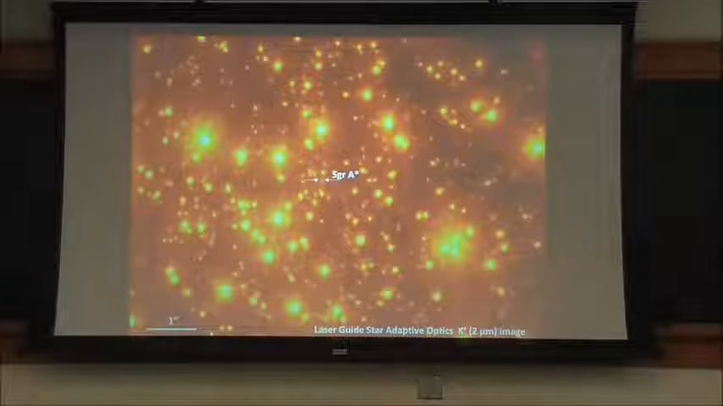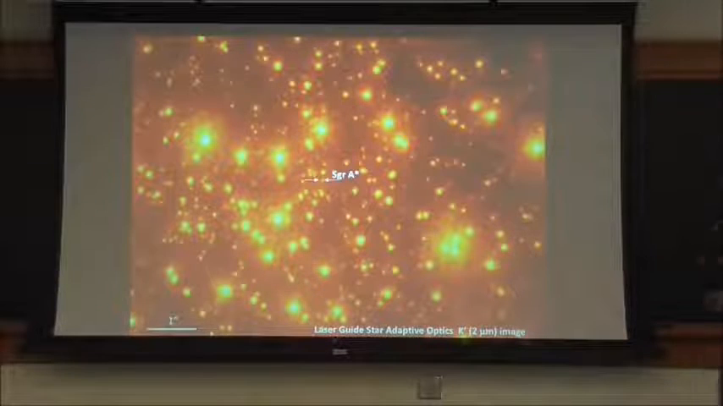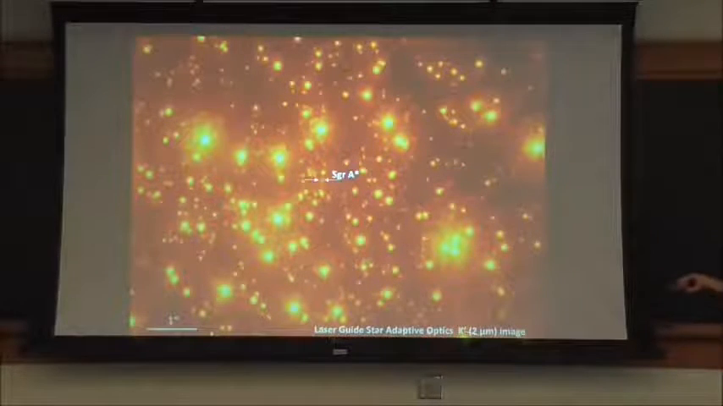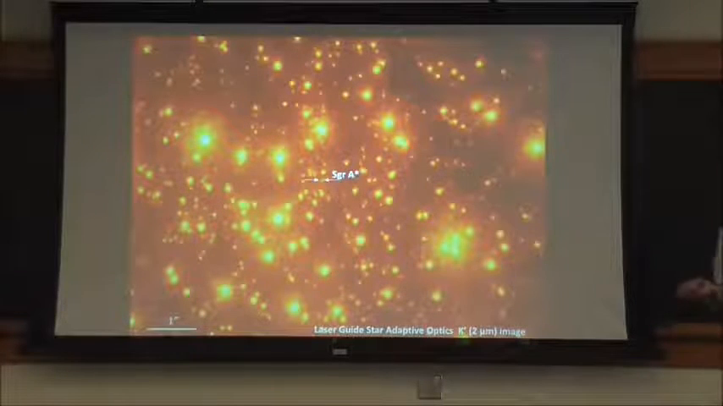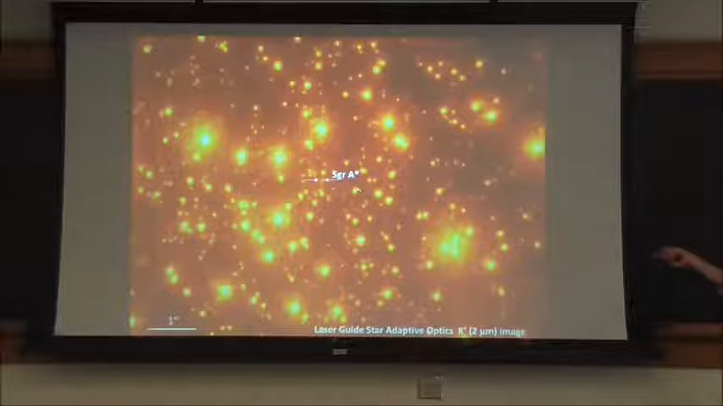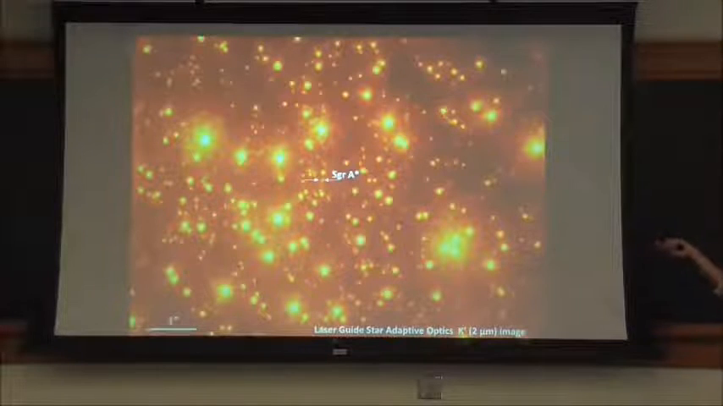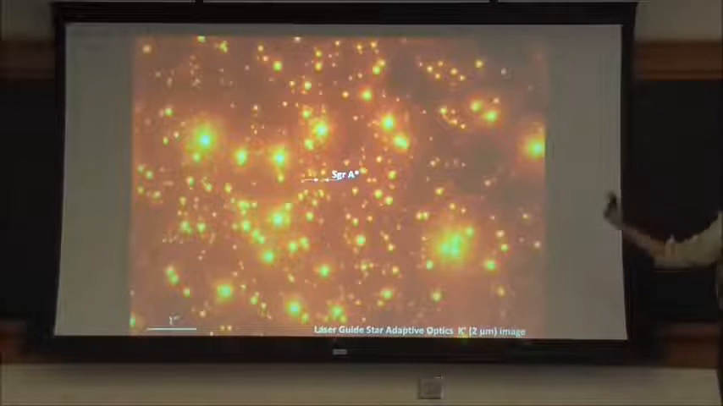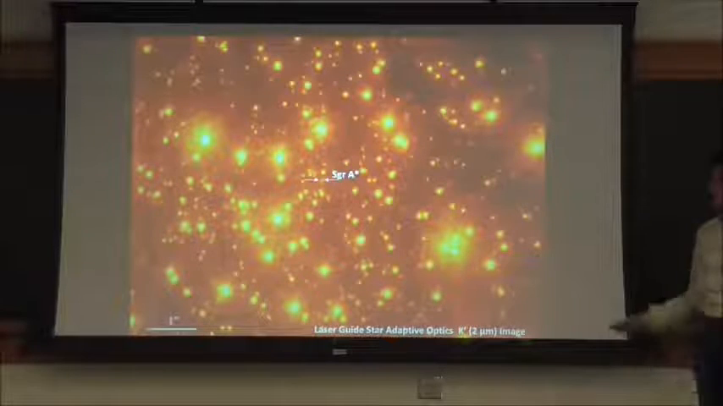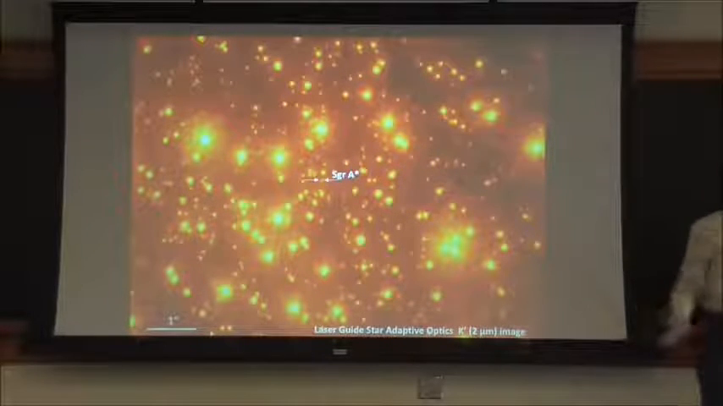So now with LGSAO, what does it look like? Now I've zoomed in really close. This is the central, about half parsec of the galaxy, and this is a 2-micron image of the galactic center. Between these two little arrows is actually the location of the supermassive black hole, Sagittarius A*. So it doesn't look very impressive compared to all these other bright stars, but we know it's there basically from kinematics of the stars nearest the black hole.